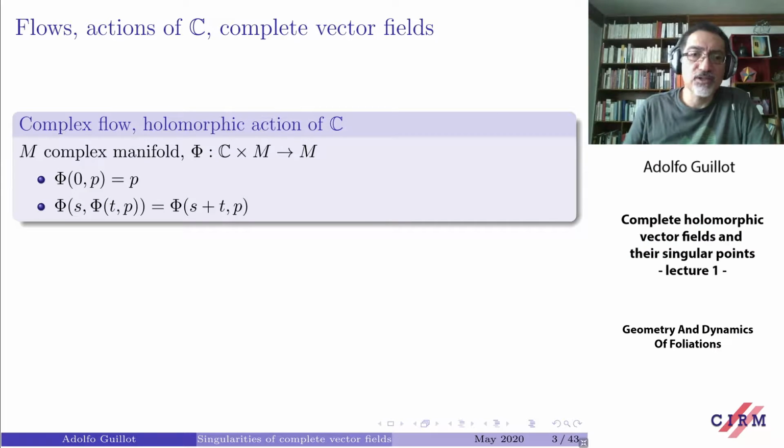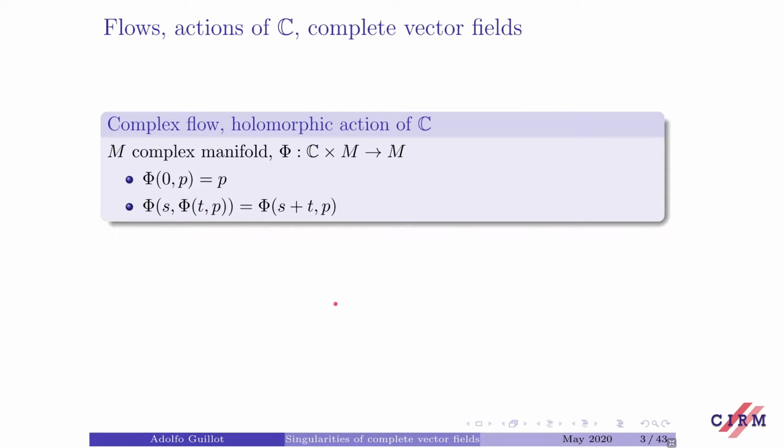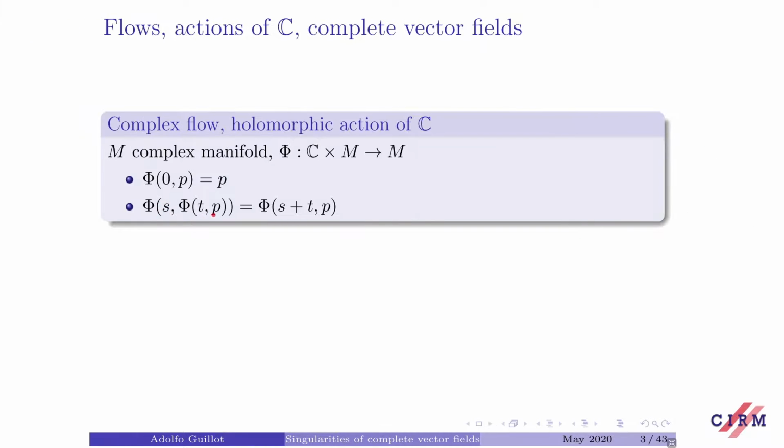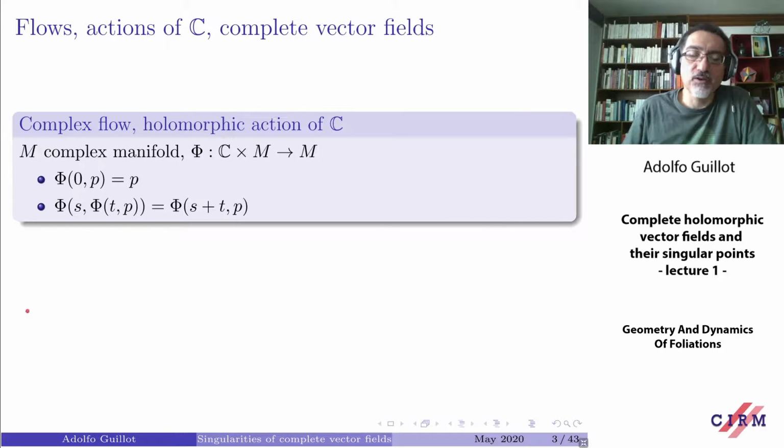Let me recall some of the most basic definitions, the definition of a complex flow or holomorphic action of C. We will be working with complex manifolds, so M will be a complex manifold. Recall that an additive action of the complex numbers is phi, a holomorphic map from C times M into M that satisfies two conditions. The first one says that zero does not act. The other is a compatibility with the group: if you flow on time t, and then you flow on time s, it's the same thing as flowing on time s plus t.